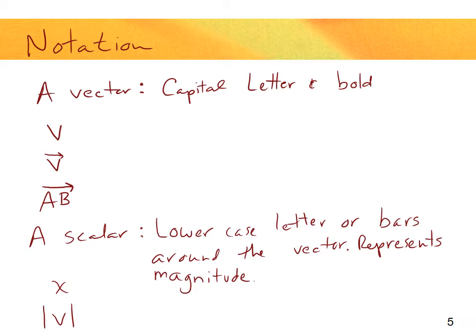So that's a vector. A scalar is pretty much the distance or how fast something is moving. So it's a lowercase letter, or sometimes bars around the vector itself. You could just use a lowercase x. You could also use bars that look like absolute value bars, because again, we're running out of notation in mathematics. So the vector is given as v. We put these bars around it to say, look, I'm not looking for the vector itself, I'm looking just for the magnitude.